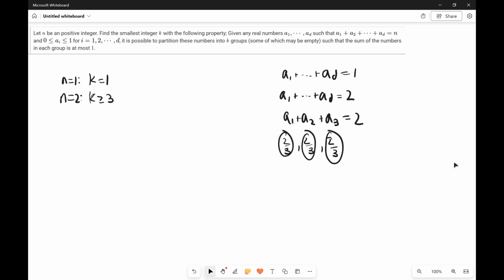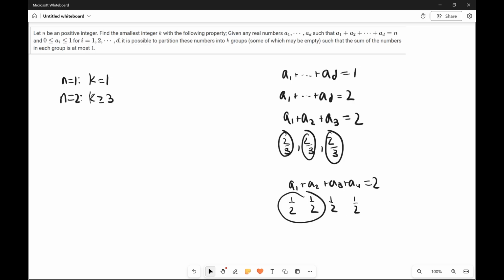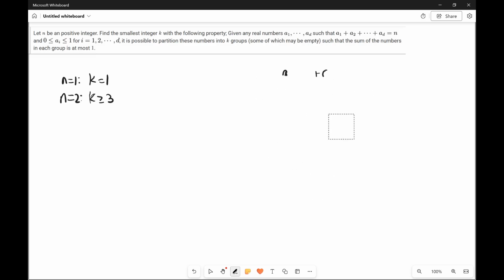And now if we have 4 numbers, we have a1 plus a2 plus a3 plus a4 is equal to 2. Making the numbers equal won't do anything because each number is just equal to 1/2. And we can just pair up the numbers as follows. So that won't work. So that makes us think that k equals 3 is the best for n equals 2. We'll get back to that later. So for now, let's go to n equals 3.